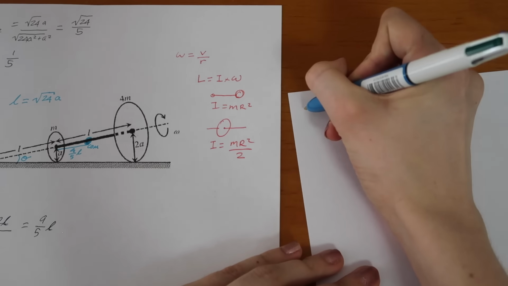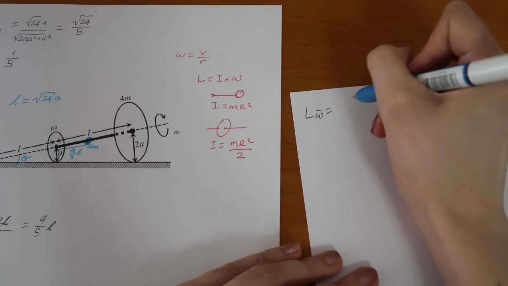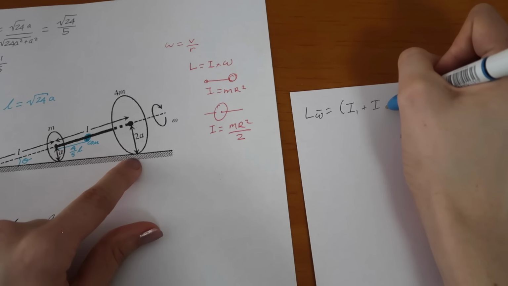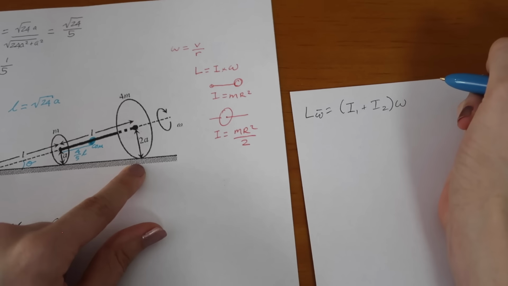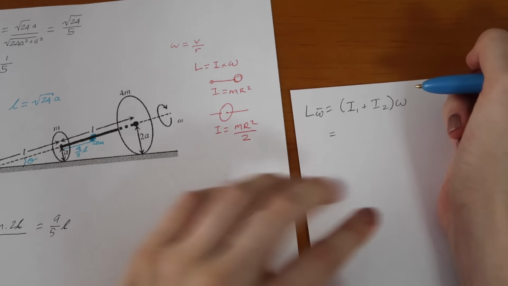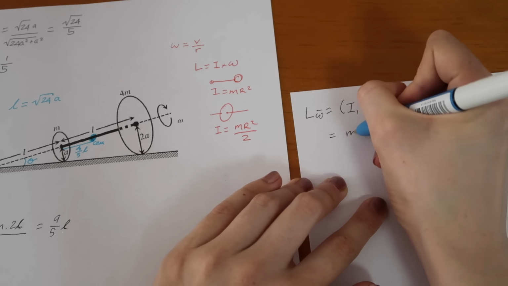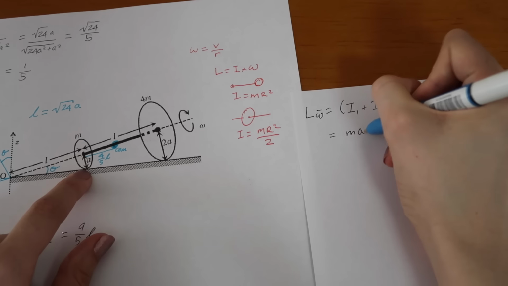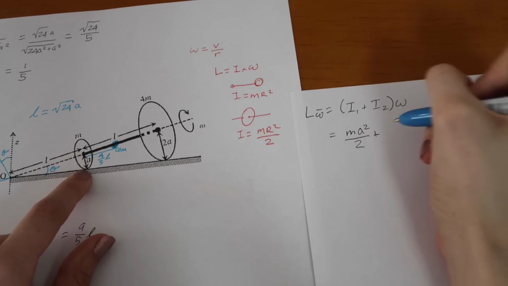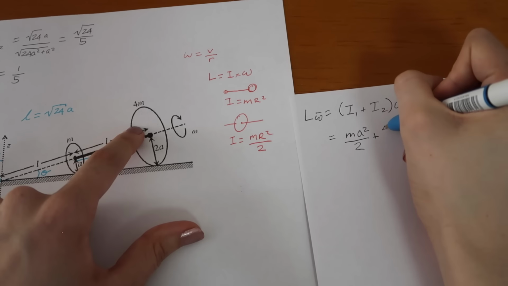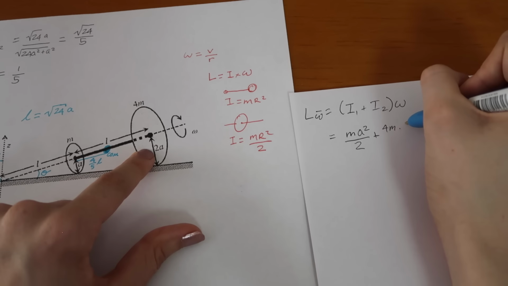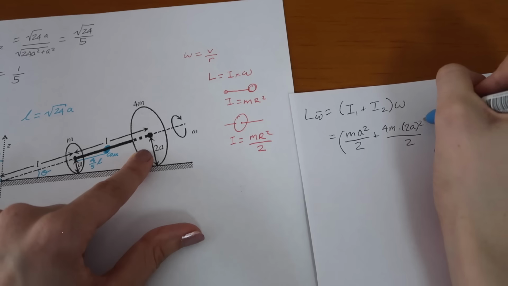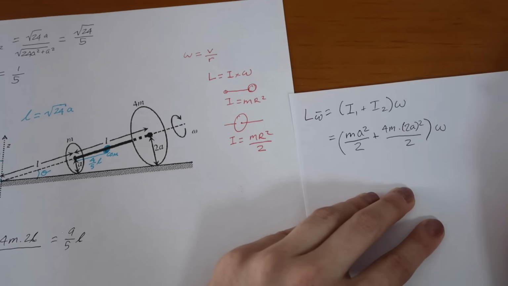Working this out on paper, we have L little omega is going to be the inertia of the first disk plus the moment of inertia of the second disk, all times omega. So inertia of the first disk is going to be m times the radius that it's rotating on, which is going to be a squared over 2. Add that to 4m times its radius, which is 2a all squared, that over 2. That's our moment of inertia terms, and timesing that by omega.